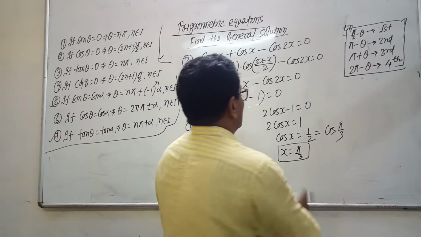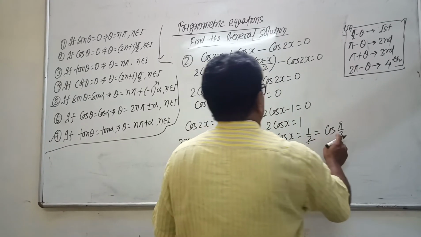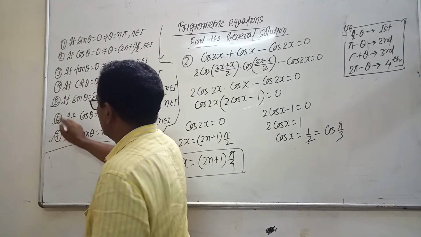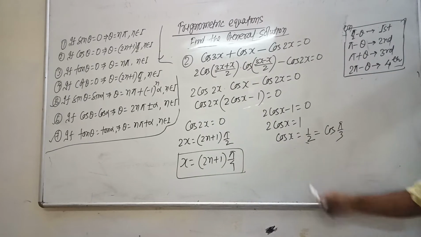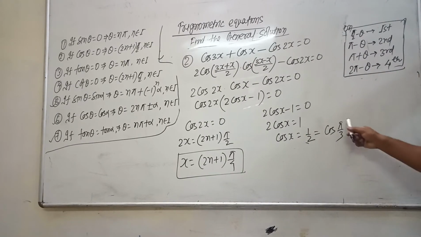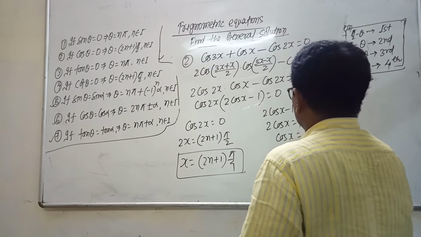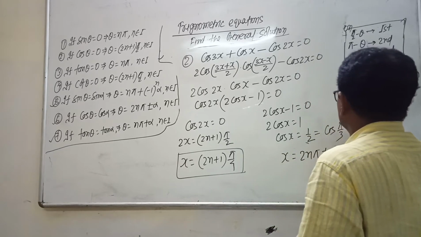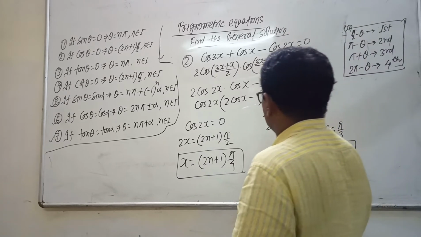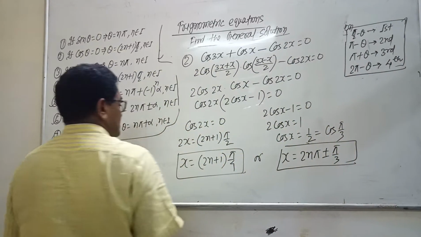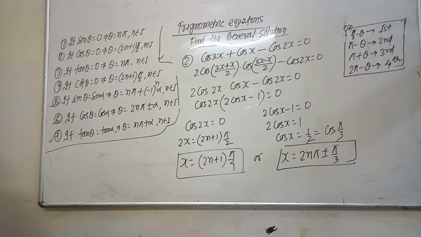Now we have to use the formula for general solution. cos x equals to cos pi by 3. We use this formula: cos theta equals to cos alpha. At the place of theta there is x, and at the place of alpha there is pi by 3. So theta, means x, equals to 2n pi plus minus alpha, means plus minus pi by 3. So this is the general solution. x equals to (2n plus 1) pi by 4, or x equals to 2n pi plus minus pi by 3.